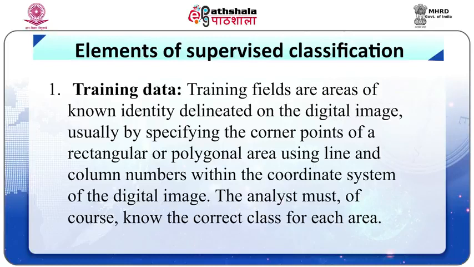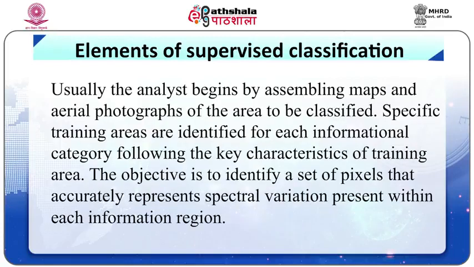The analyst must of course know the correct class for each area. Usually the analyst begins by assembling maps and aerial photographs of the area to be classified. Specific training areas are identified for each information category following the key characteristics of a training area. The objective is to identify a set of pixels that accurately represents the spectral variation present within each information region.